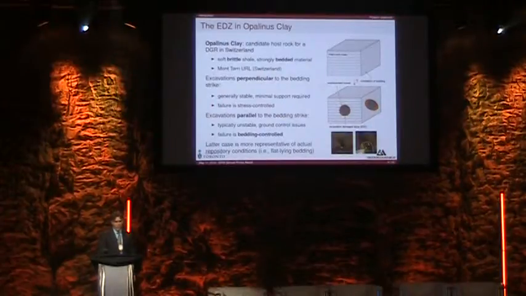What's generally observed is that if you excavate perpendicular to the bedding, the excavation is typically stable, and the failure that occurs is typically only stress controlled. Meanwhile, when you excavate parallel to the bedding strike, failure has been observed, and this failure is heavily controlled by the weak bedding, as you can see here in this picture, with distinctive failure mechanisms: shearing of bedding and buckling. The second case, however, is the most relevant for the actual design of the repository, where the bedding is expected to be horizontal.